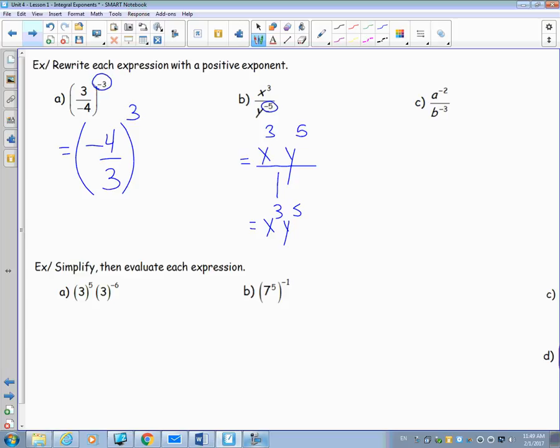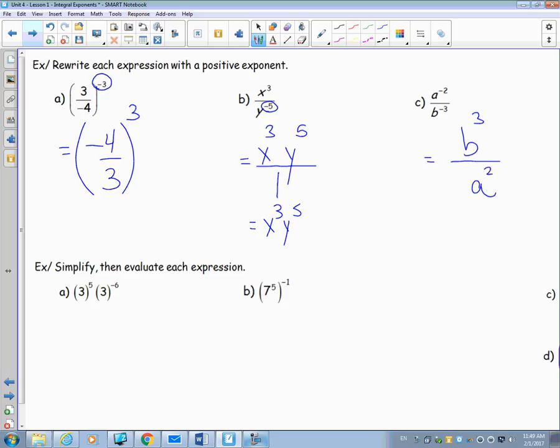Let's look at the next one. I see a negative exponent on the top and a negative exponent on the bottom. That means both parts have to move. The a has to come to the bottom and become a positive. The b has to go to the top and become a positive. Done. Okay, we're trying to get positive exponents.